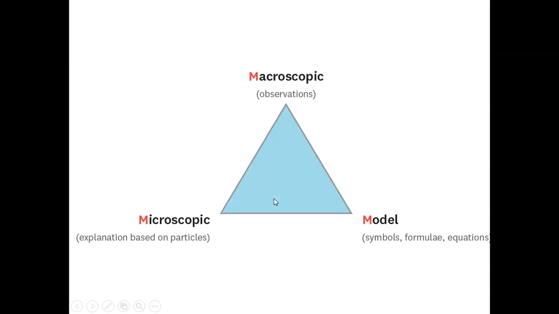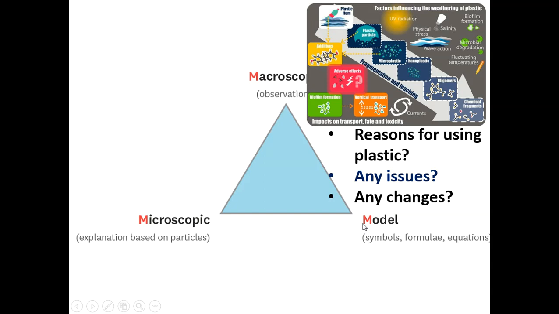But we are really focusing on the chemistry rather than the ecology. So we're looking at the macroscopic, microscopic, and model level. You want to show all three of those levels. So why we're using plastics, the background issues, what are the properties of plastics, which relate into the reasons for using plastic, what issues are arising, and what changes are we making to try and mitigate any harmful issues.